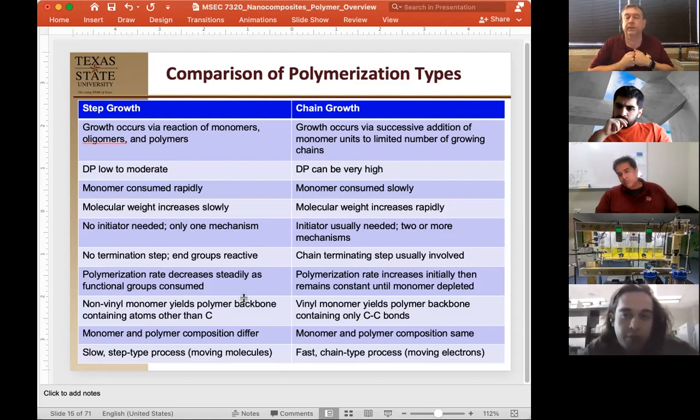Yes. So with step growth, it's just decreasing the whole time. Right, because if you think about it, a small molecule diffuses faster than a bigger molecule. If this molecule is twice as big as this, it's going to diffuse half as fast.